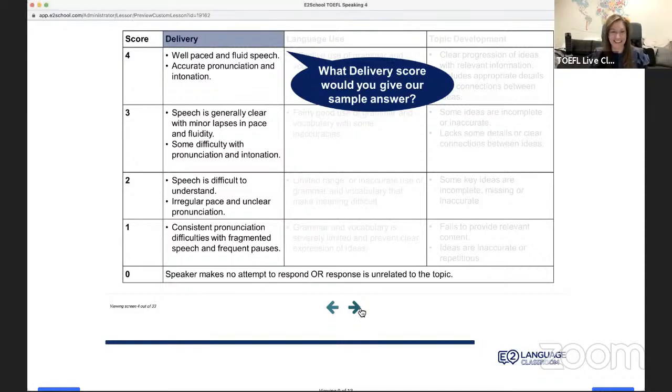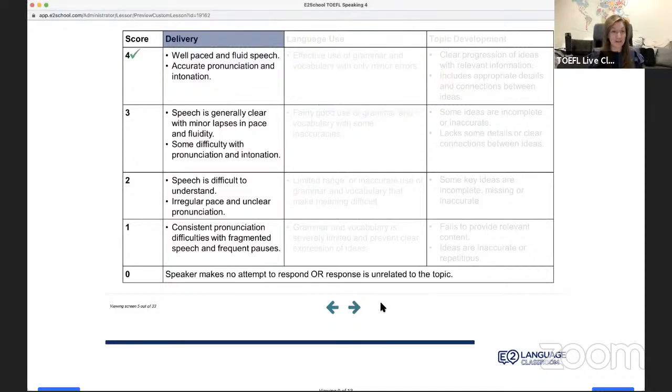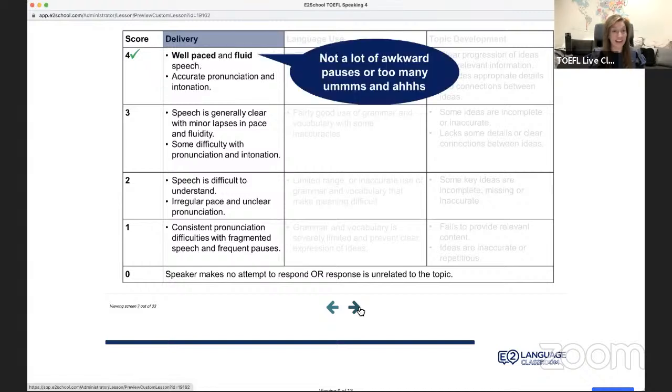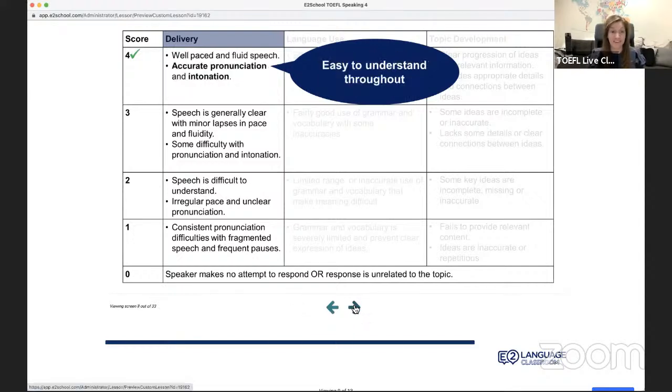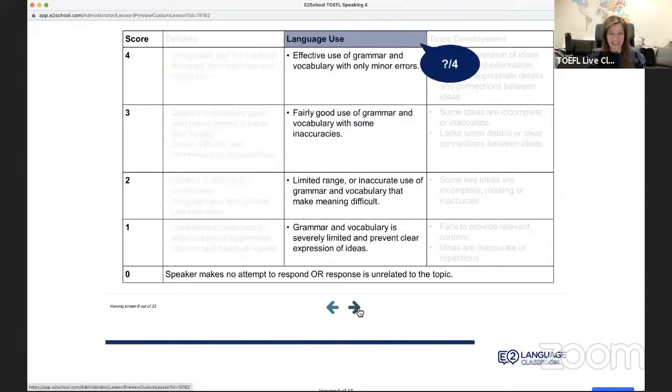I would definitely go with a 4. Well-paced and fluid speech, accurate pronunciation and intonation. If we look at this, there weren't a lot of awkward pauses, not too many ums and uhs where they're really searching for language. And with accurate pronunciation and intonation, they were really easy to understand throughout. That gets a 4 from me.